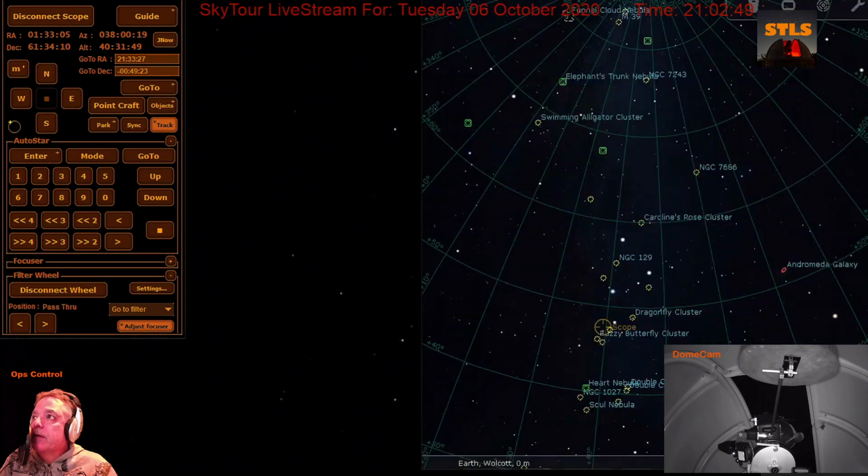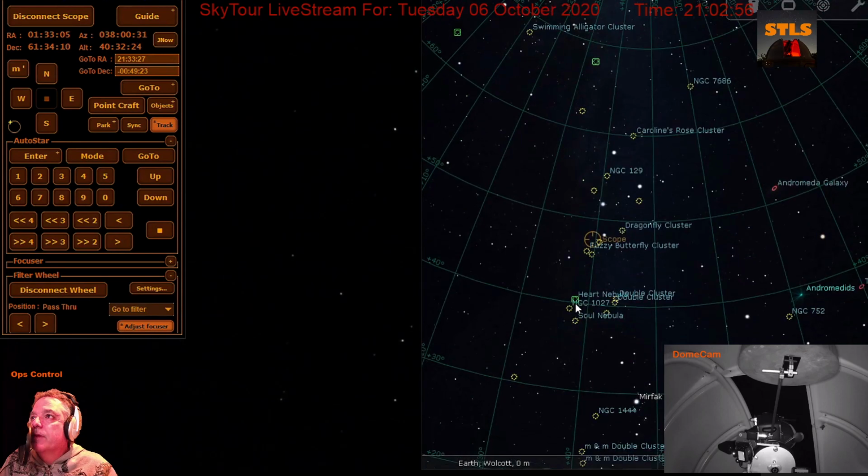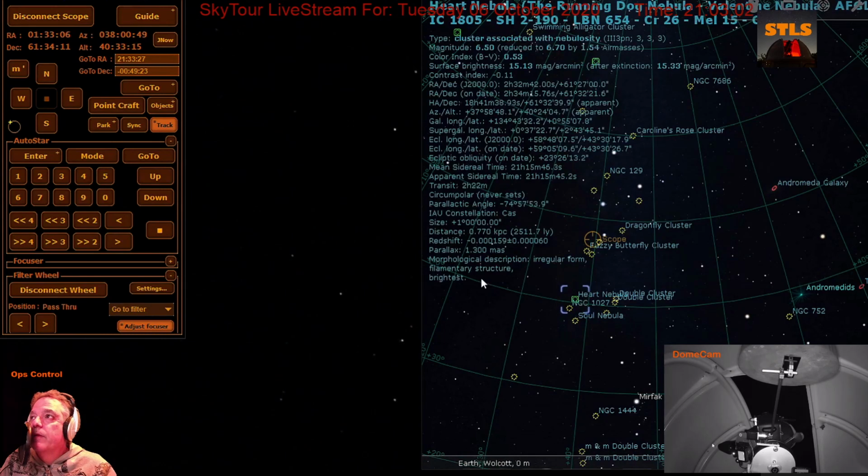Now, technically, we should be on the heart. My scope icon is not aligned. We're looking for this guy right here. Okay, and that is the Running Dog Nebula. I've never heard of it said that way, but that's Stellarium for you.